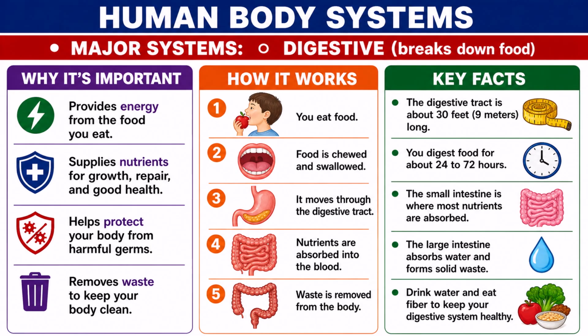So let's look at some key facts. The digestive tract is about 30 feet long. That is 9 meters. You digest food for about 24 to 72 hours. The small intestine is where most nutrients are absorbed. The large intestine absorbs water and forms solid waste. Drink water and eat fiber to keep your digestive system healthy.